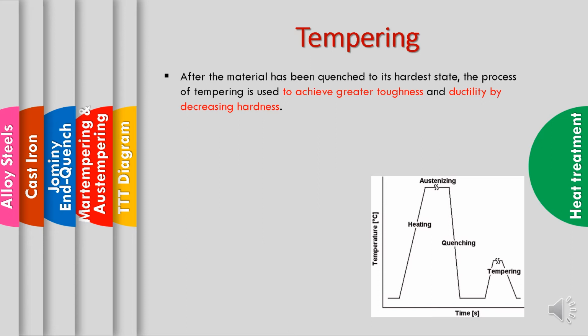In this figure, you can see first we heat at the austenitizing temperature, and then we make a quenching process, and in the next part we do the process of tempering. This is the tempering process.